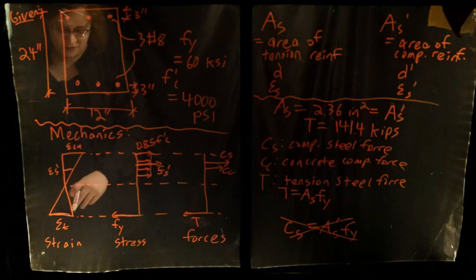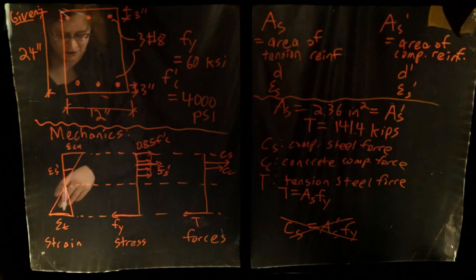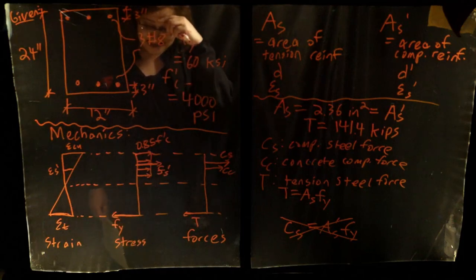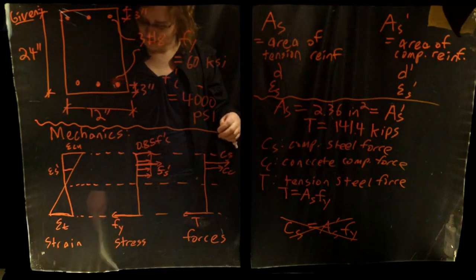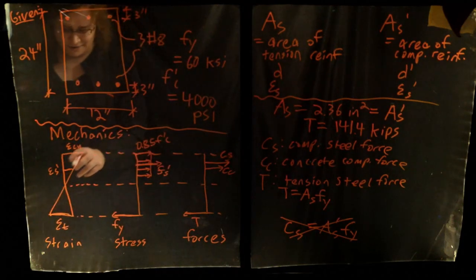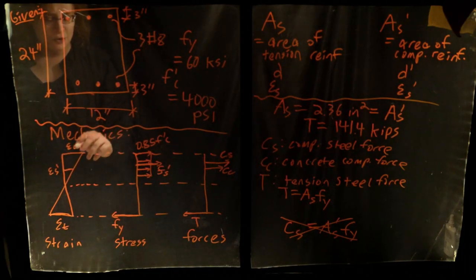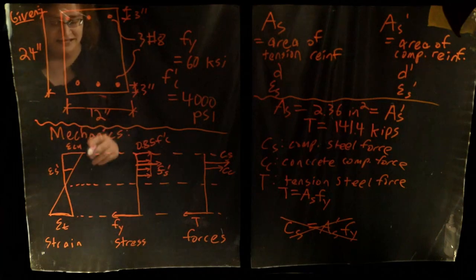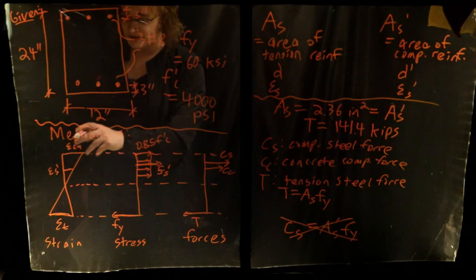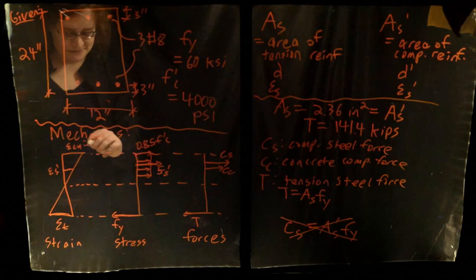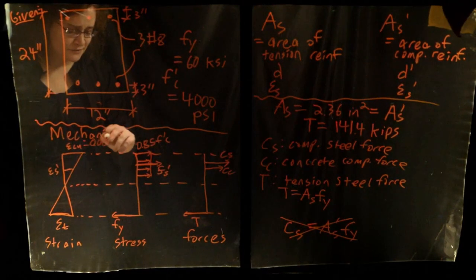Epsilon T is all the way down here. The tension reinforcement is all the way down at the bottom of the beam, and it can be assumed that steel is going to yield. Meanwhile, the epsilon s prime, the compression reinforcement, is actually at a lower strain level than the concrete. The concrete crushing strain is 0.003, as you may recall. That's the value we assume.